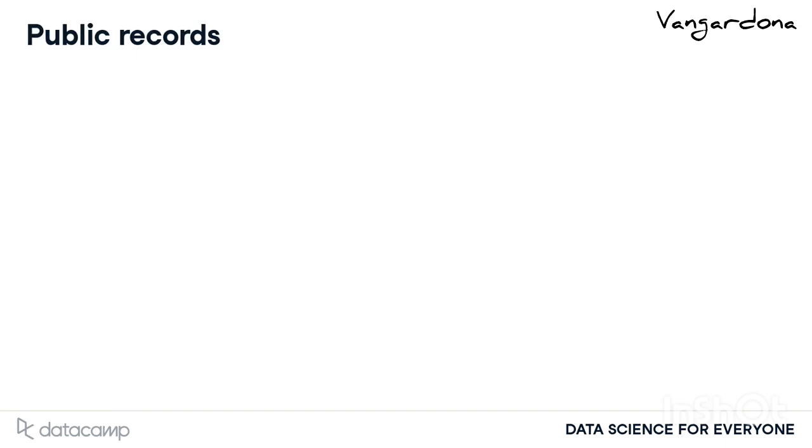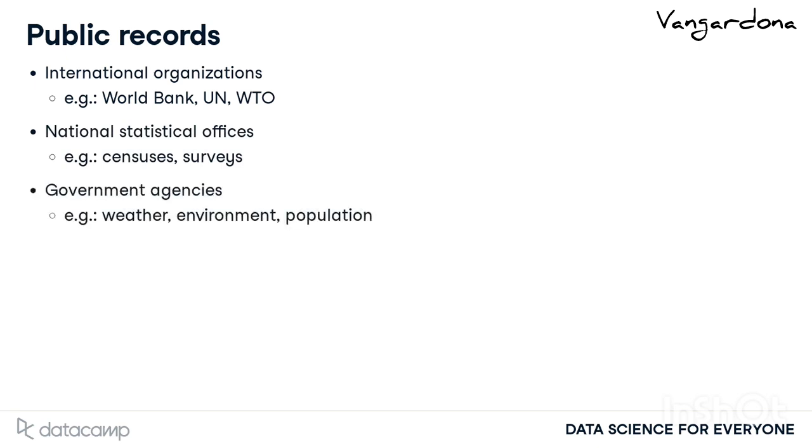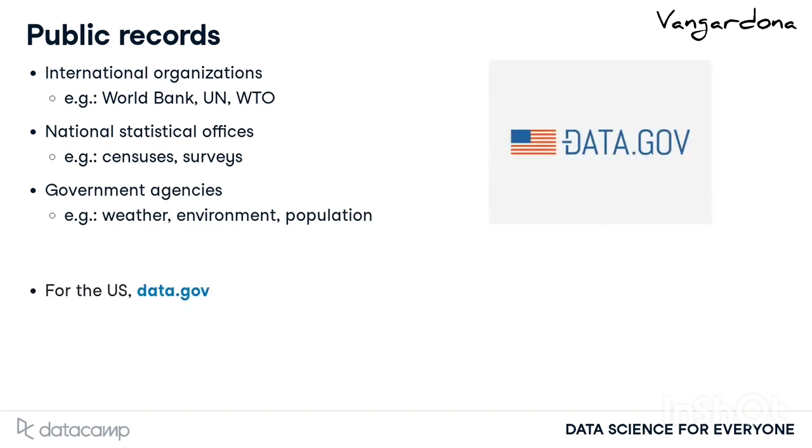Public records are another great way of gathering data. They can be collected and shared by international organizations like the World Bank, the UN, or the WTO, national statistical offices who use census and survey data, or government agencies who make information about, for example, the weather, environment, or population publicly available. For example, in the US, data.gov has health, education, and commerce data available for free download.